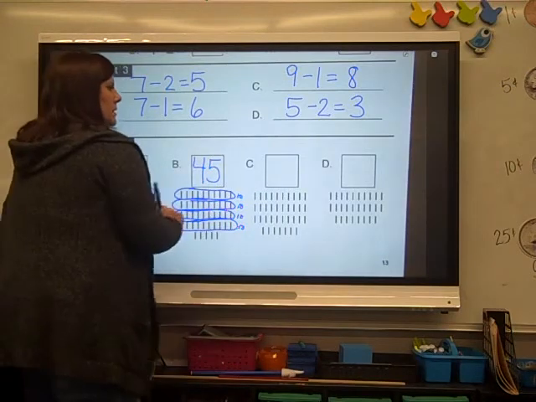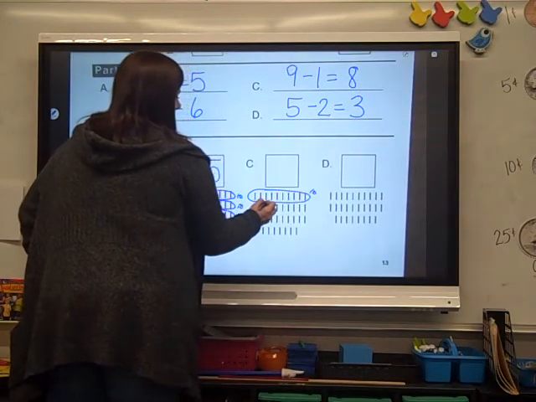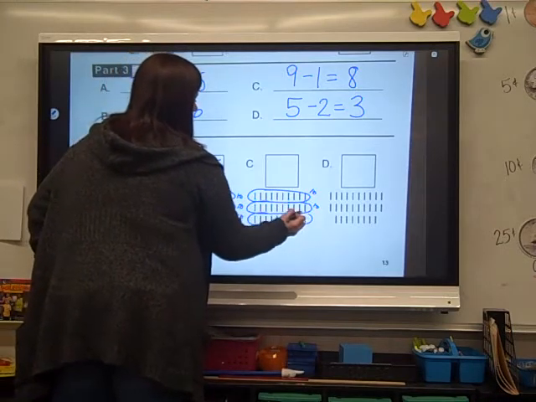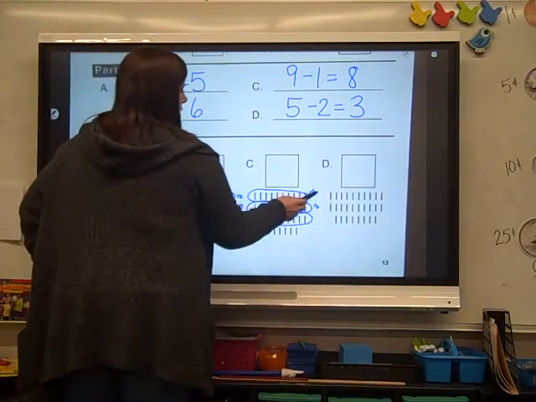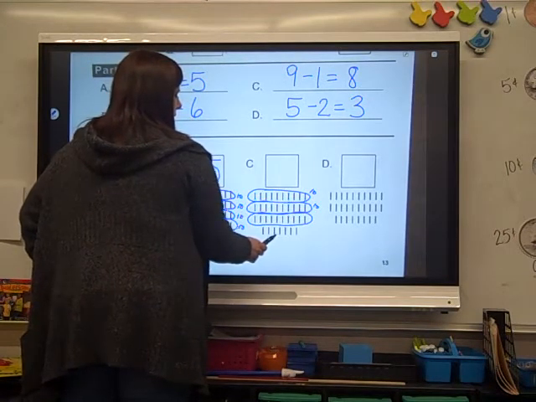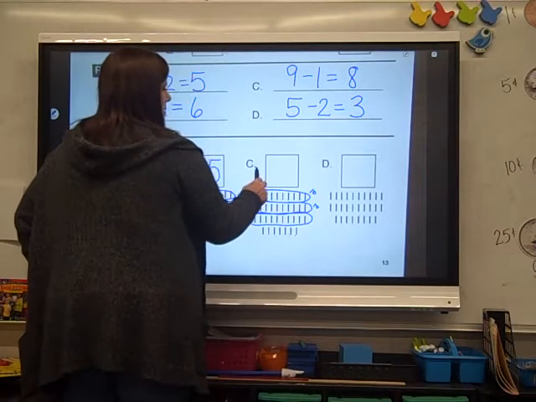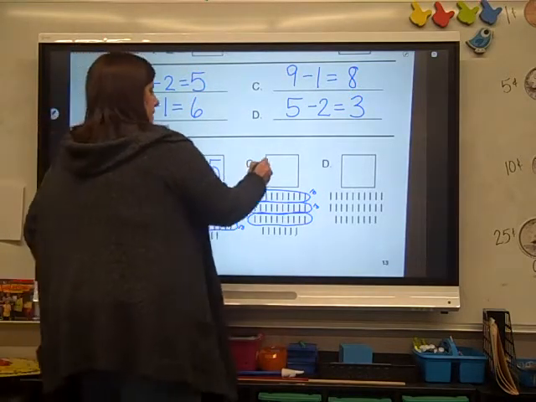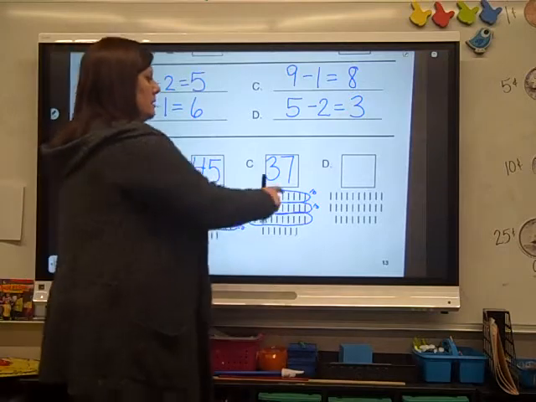All right, let's go over here. Let's circle the rows of 10. I see this is a row of 10. Here's a row of 10. And here's a row of 10. Is that a row of 10? Nope. Let's count. Ready? 10, 20, 30, 31, 32, 33, 34, 35, 36, 37. Can you write 37 in the box? 37. Okay? All right, go over here.